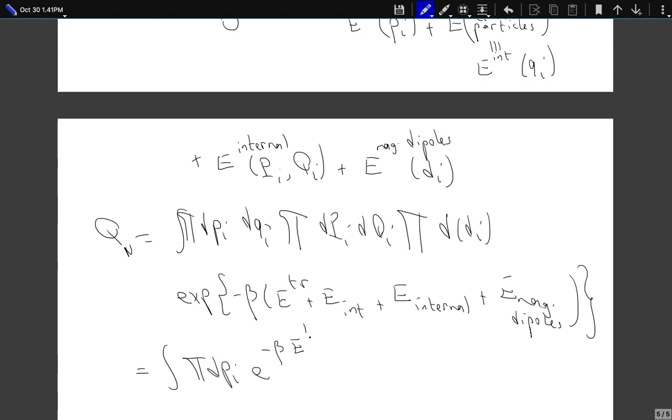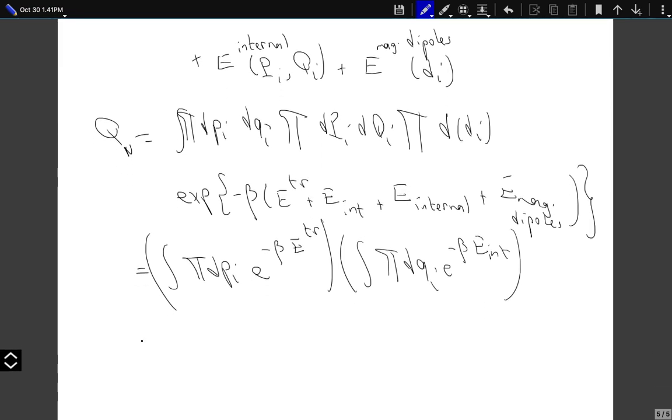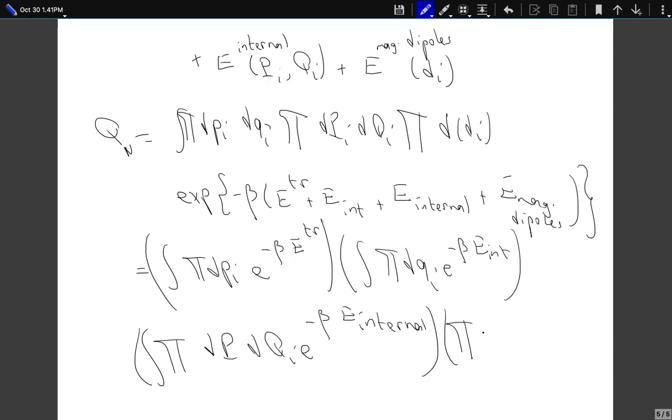dpi of e to the power minus beta E translational. This is due to the translational motion of the particles making my system. And then I have dqi e to the power minus beta E int. These are due to the interaction of the different particles making my system. And then I have the integral over the internal coordinates of e to the power minus beta E internal. And then I have the integral over the dipole orientation of e to the power minus beta E magnetic dipoles.